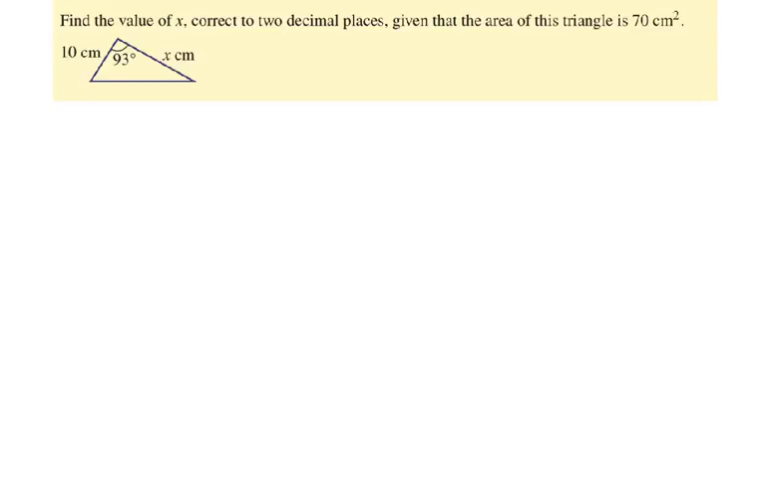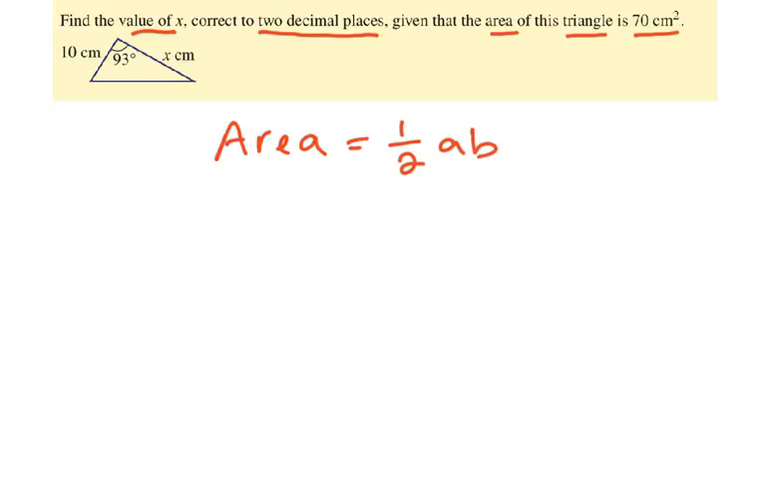Now in this particular question, we're asked to find the value for x, corrected to 2 decimal places, given the area of this triangle. So now I'm actually giving you the area, and you have to use the formula to be able to find that side. So our area formula is area is equal to half times a times b times sine C. So I'm going to label my triangle first.